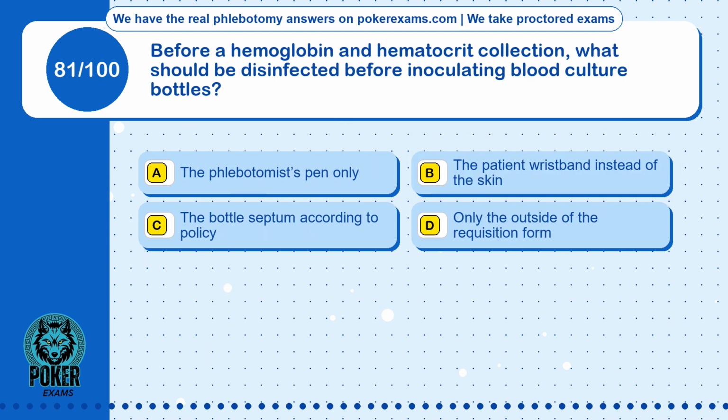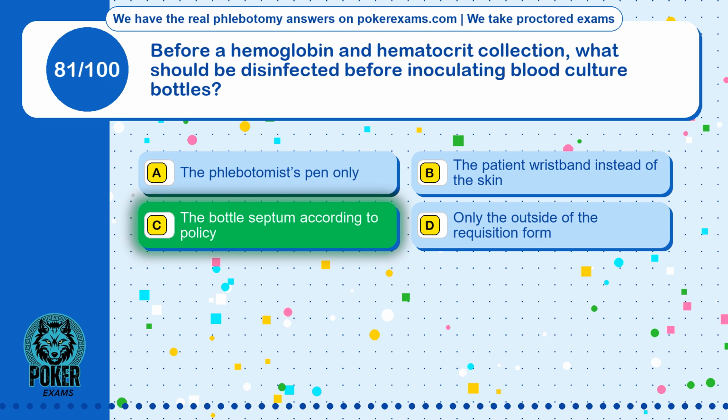Question 81. Before a hemoglobin and hematocrit collection, what should be disinfected before inoculating blood culture bottles? Option A. The phlebotomist's pen only. Option B. The patient wristband instead of the skin. Option C. The bottle septum according to policy. Option D. Only the outside of the requisition form.